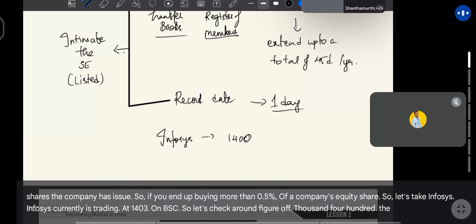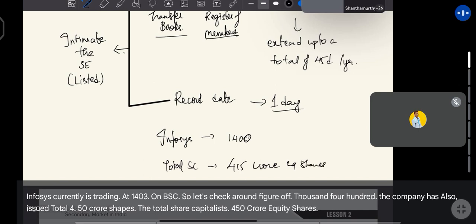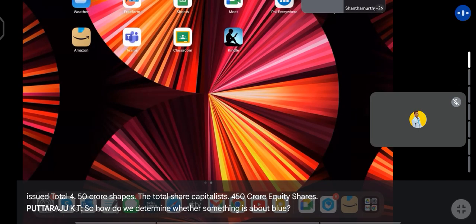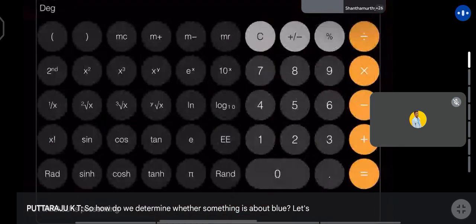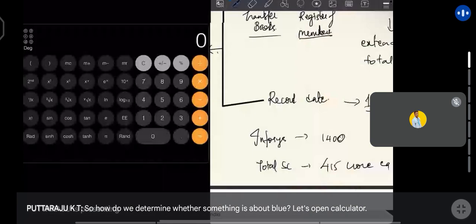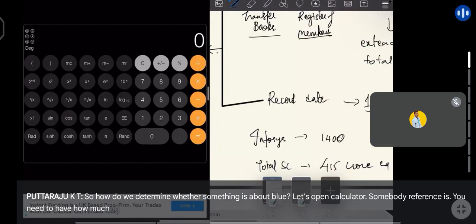The company has also issued a total of 450 crore shares. The total share capital is 450 crore equity shares. So how do we determine whether something is a bulk deal or a block deal? Let's open up a calculator. So bulk deal reference is you need to have how much percentage of equity shares purchased or sold. The limit is 0.5.